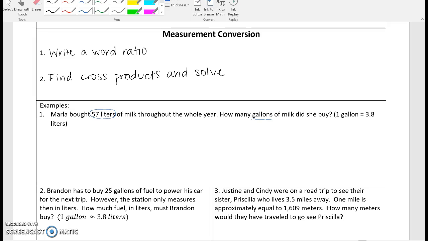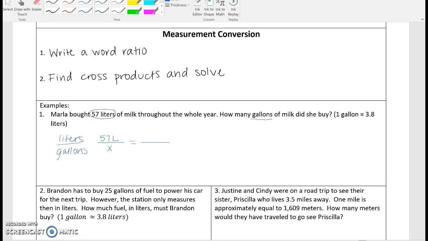So we're going to start with our word ratio. It does not matter anymore which one is on top and which one is on the bottom, as long as you are consistent. I decided to put liters on top and gallons on the bottom. It is telling me here that I have 57 liters throughout the whole year. How many gallons is that? I don't know, so I'm going to put X in its place.